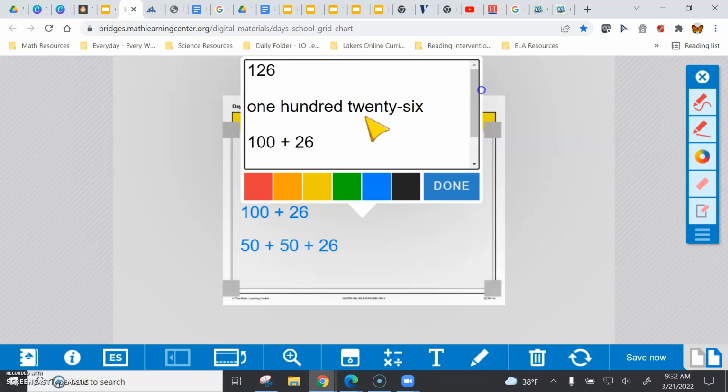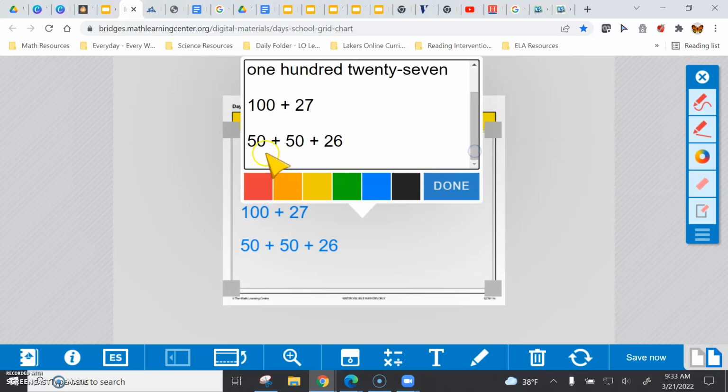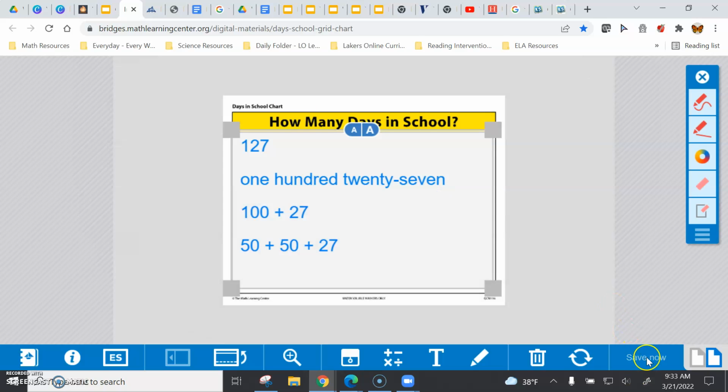So we'll change all of our information to show 100, the number 127, the number words that equal 127, 100 plus 27, and then 50 plus 50, which we know is 100, plus 27. Amazing how much time is flying by.